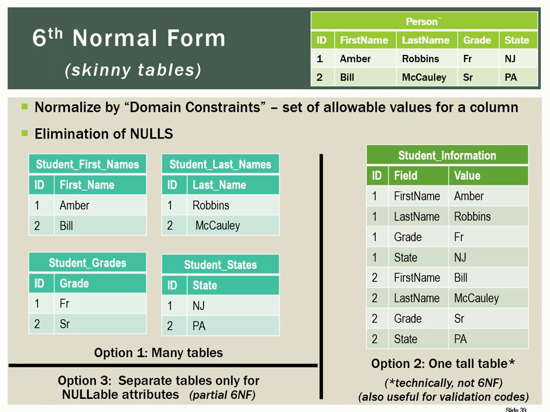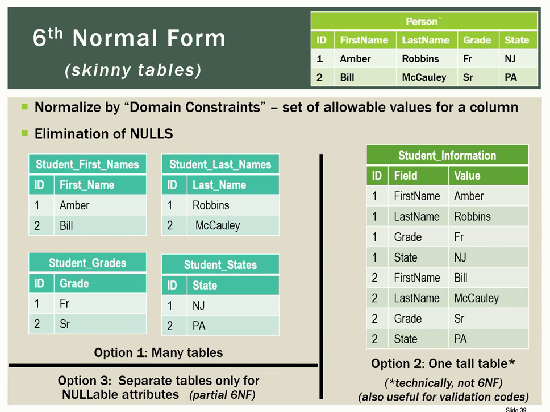In sixth normal form, you're normalizing by domain constraints. So fifth normal form was the last war against redundancies. Sixth normal form is the last war against null values. And the idea is that you have these long, skinny tables. So look at the person table on the upper right.